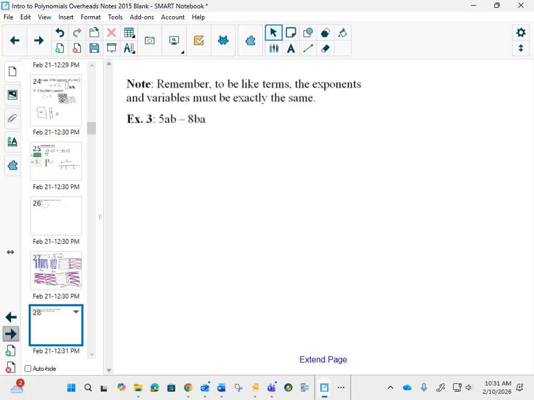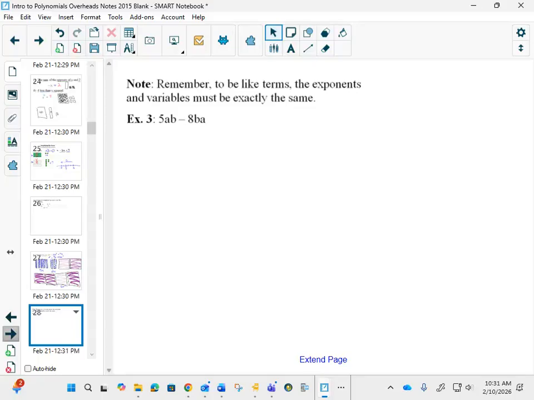We're gonna use this, right? 5AB and minus 8BA. So, to be like terms, exponents and variables must be exactly the same. Are they exactly the same here? No. It looks like no.